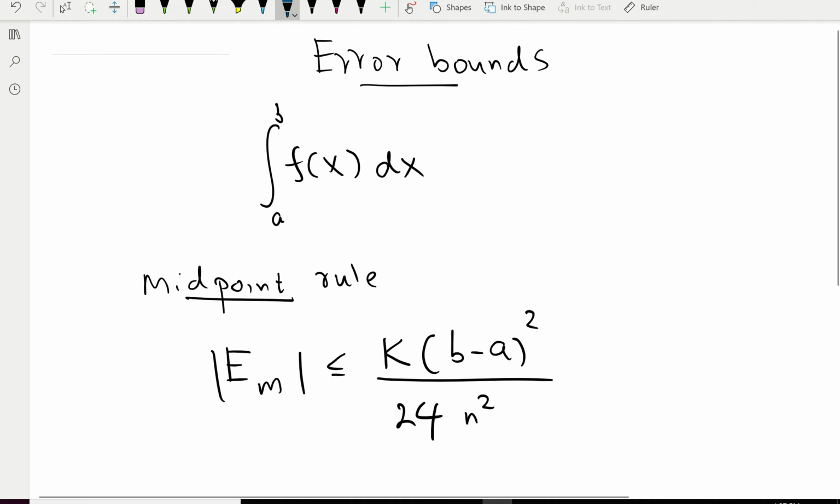So what error bounds do is that they give you an error estimation. Okay, so it will give you the worst case scenario, the worst error that you can get from the method. So you are using different methods, midpoint method, trapezoid method, or Simpson's rule. So an error estimation based on the method can be obtained using error bounds.